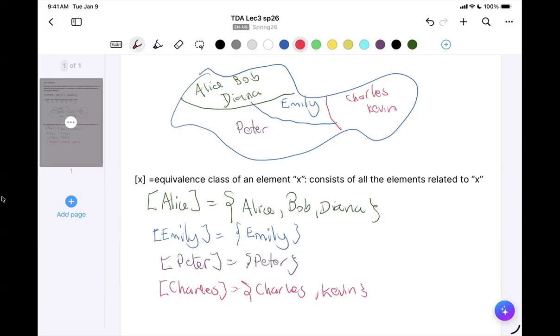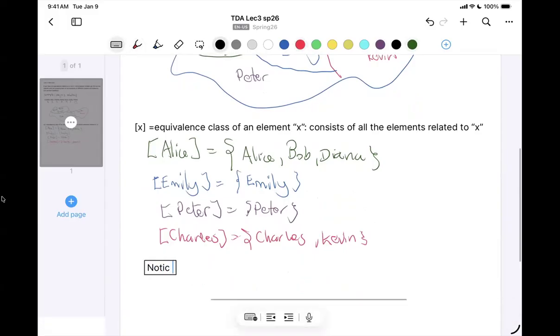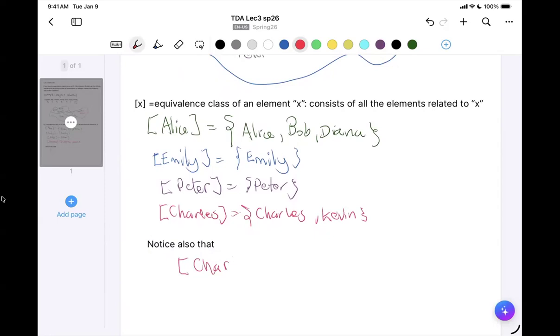So for example, also notice that the equivalence class of Charles is the same as the equivalence class of Kevin because they are in the same partition, in the same cluster, and the same with the first one, right? The equivalence class of Alice is the same as the equivalence class of Bob, which is the same as the equivalence class of Diana.